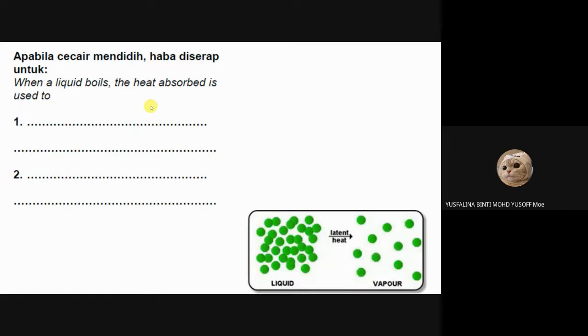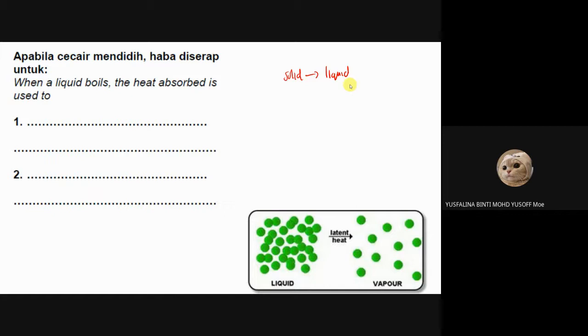So what happens when a liquid boils? The heat absorbed is used, from liquid to gas. Just now for solid to liquid, the energy is used for only one reason: you need to break the bond between the molecules. Only one reason. So all the energy will be used to break the bond between the molecules.